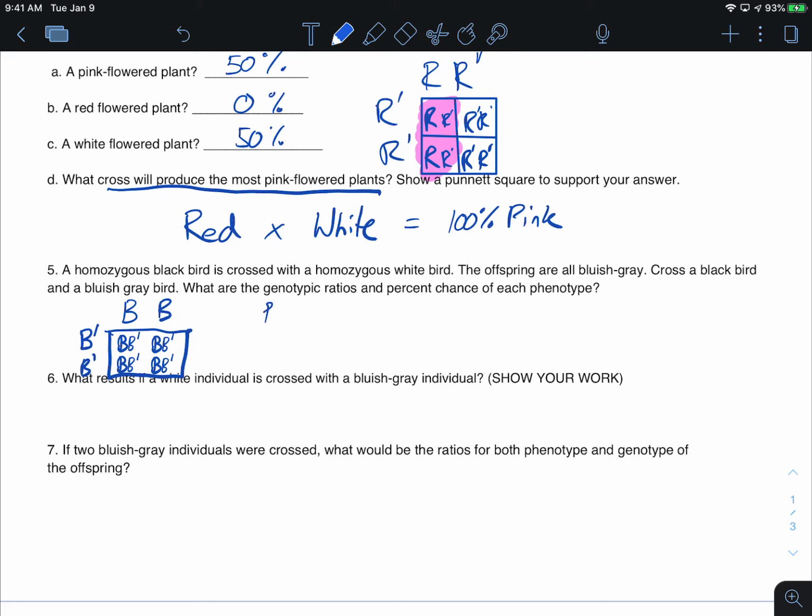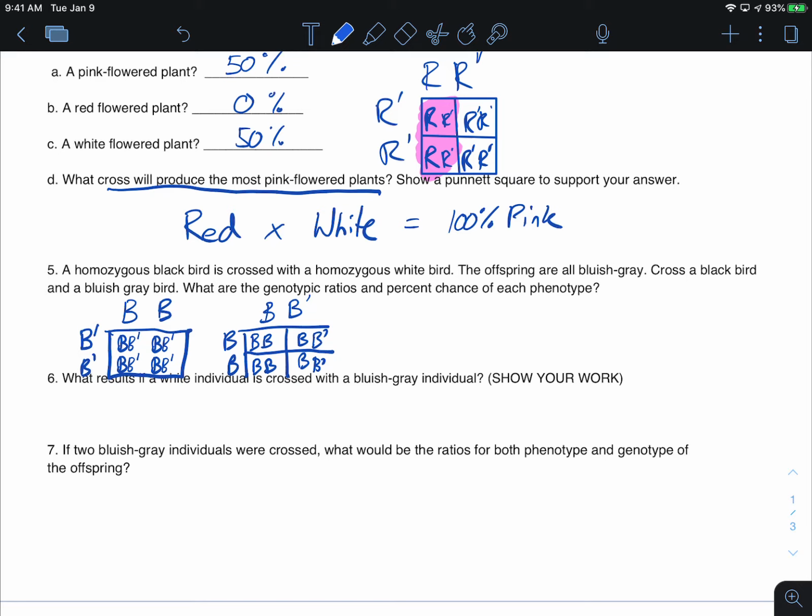And if we take these blue-gray and we cross it with a blackbird, what kind of colors do we get? And hopefully you can see that this is almost identical to the question above. We get black, black, black, black, blue-gray, blue-gray.